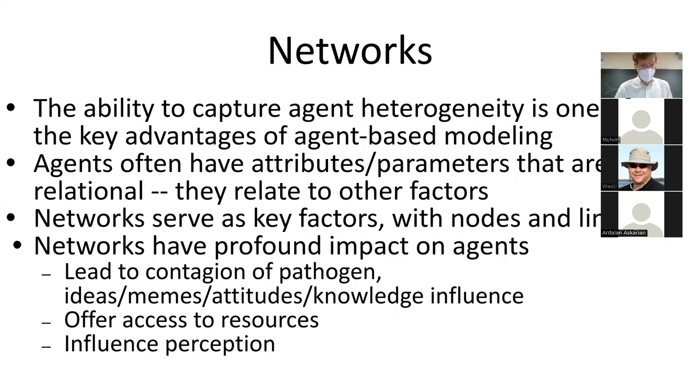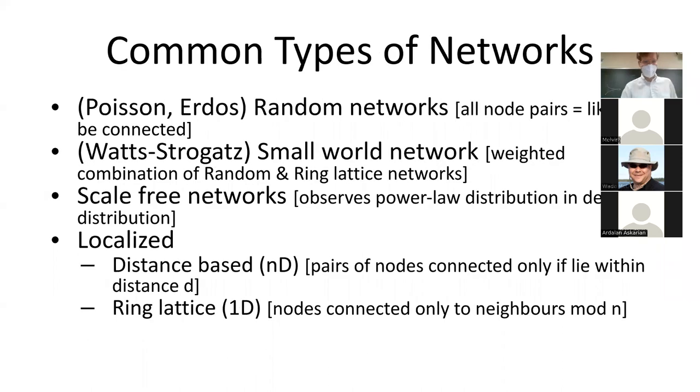Turns out there are many other reasons. And generally, they reflect that networks have profound impact. They lead to risk of contagion or not. They offer access to resources. If a community is tightly connected with communities offering healthcare services, maybe it can access those healthcare services more readily than if it's only available via flyout connections, for example. And it can influence perception, as was discussed, and attitudes and knowledge and awareness.